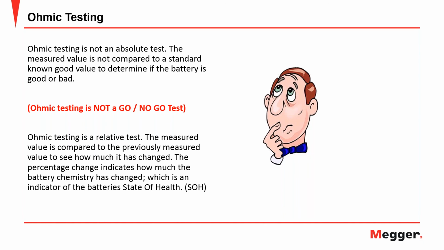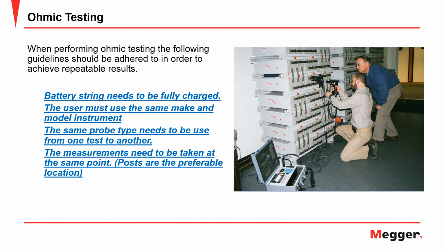So when I perform an ohmic test, there are a few rules I have to follow. One, most important, the string has to be fully charged. Ohmic test, as I said, is not an absolute test. I'm comparing the results I get today to previous ones. So if the batteries aren't fully charged, the plates are partially sulfated, which means they have a higher impedance. So now I no longer have a correlation to previous tests.